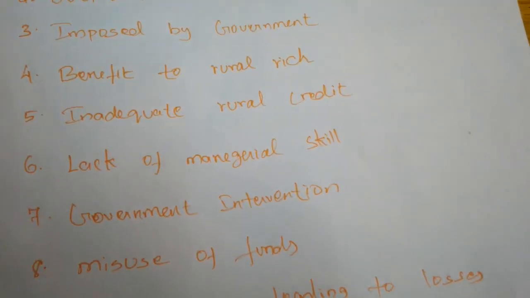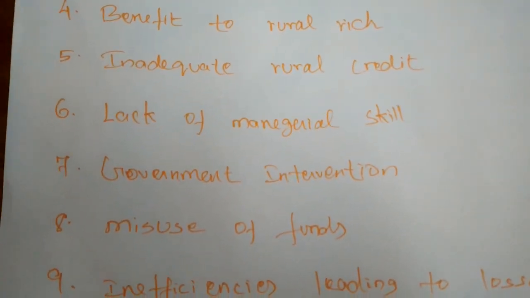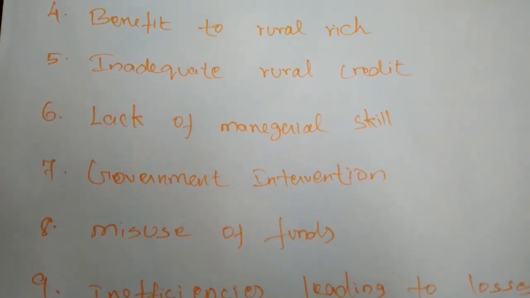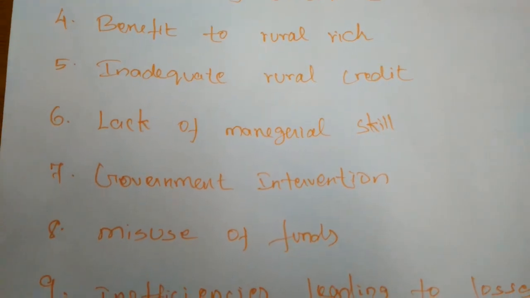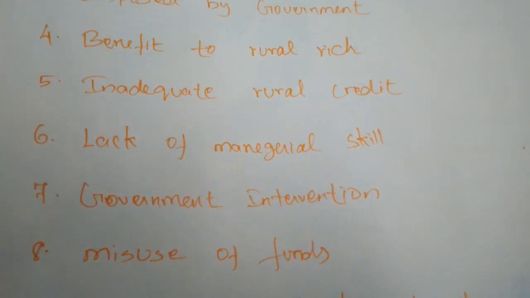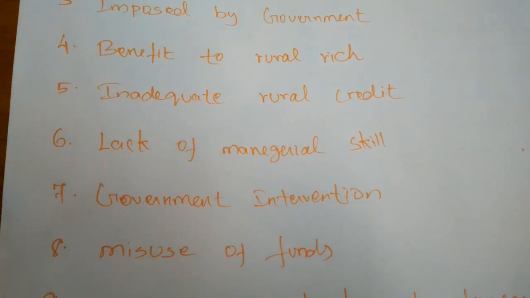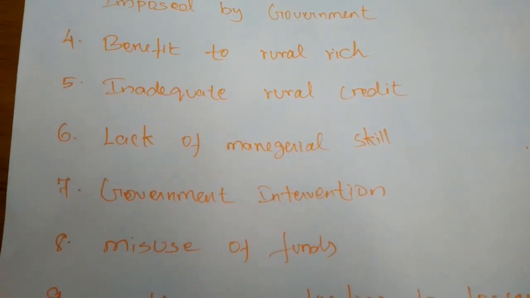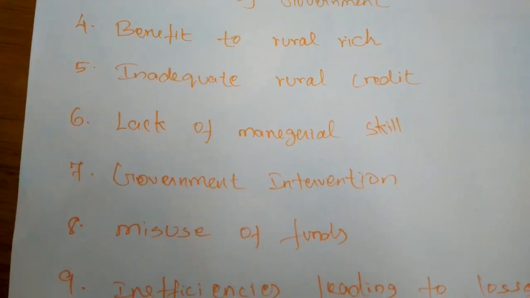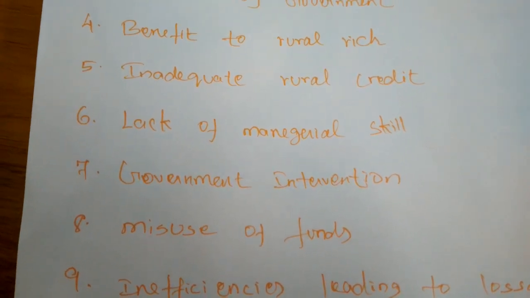Next, inadequate rural credit. The cooperative societies give loans only for productive purposes and not for personal or family expenses. The cooperative organizations provide financial assistance only for productive purposes. When they are lending the money only for productive purposes, the borrowers cannot use it for their personal or family expenses. Therefore, the rural poor continue to depend on the money lenders for meeting expenses for marriage, medical care, social commitments, etc.